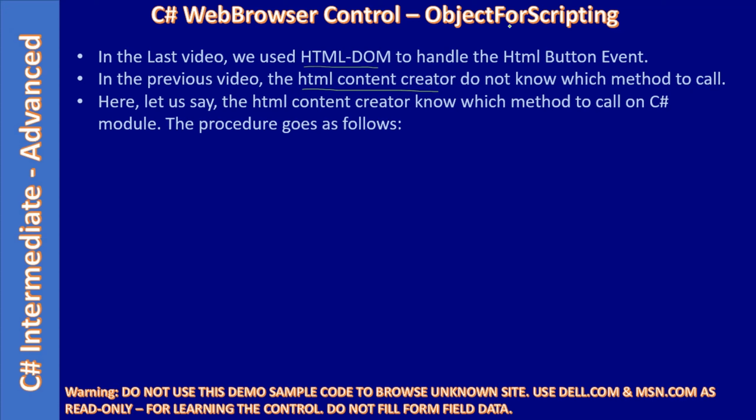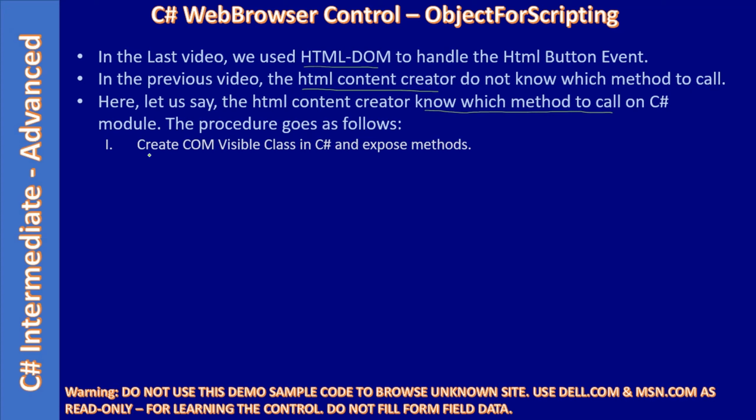Now in this video we are going to use object for scripting. The HTML content creator knows which method to call. Previously they did not know which method to call, but this time they know which method to call on a C# module. So the procedure goes as follows.